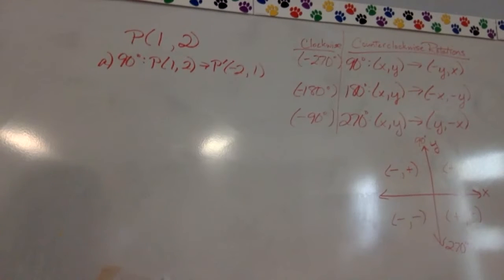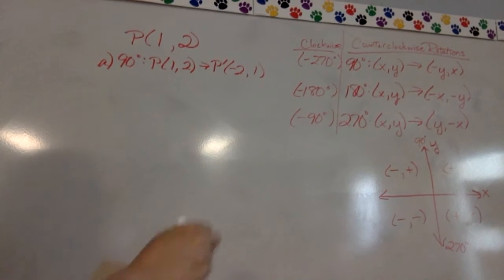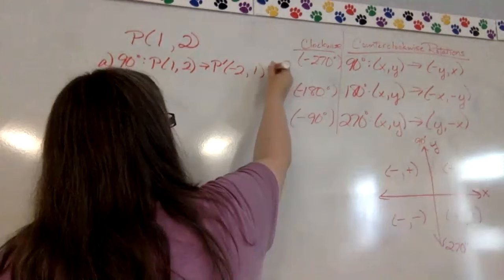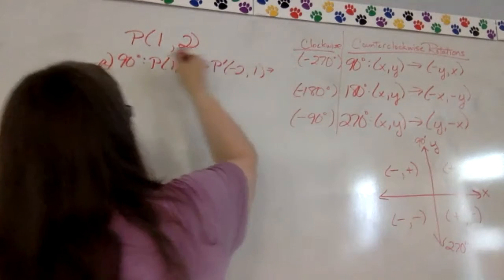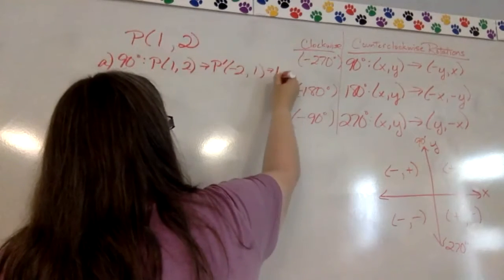So it wants to know where that is going to end up. So look on your graph. You go 2 units to the left and 1 up, so you end up at point what? If I go 2 units to the left and 1 up, what point do I end up at?